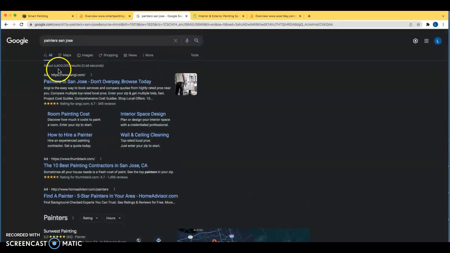First thing you see on Google search is paid ads. So this is people paying Google to have their business listed up here on top. So you can see we got Angie's List, Thumbtack, Home Advisor. These are all businesses or major national companies, I guess, in this case, that are all paying Google to have these businesses or have these websites listed up here at the top.